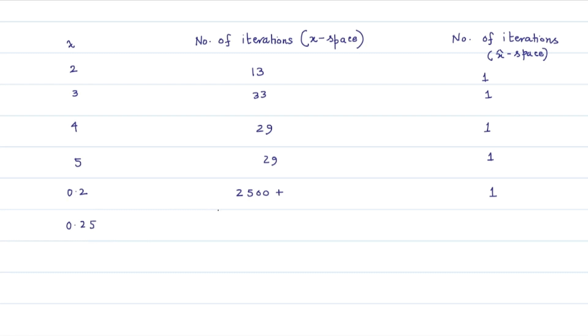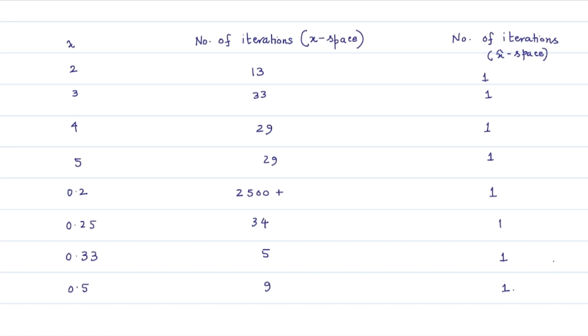For lambda equal to 0.25, you will require 34 in x space, 1 in the x hat space. For lambda equals 33 and 0.5, the number of iterations required are respectively 5 and 9 in the x space, and in the x hat space you still need just one iteration. So this table clearly indicates the effect of scaling of variables before you start employing an optimization algorithm to solve a minimization problem.